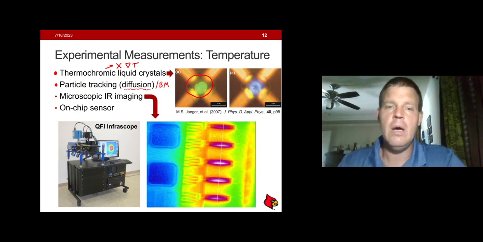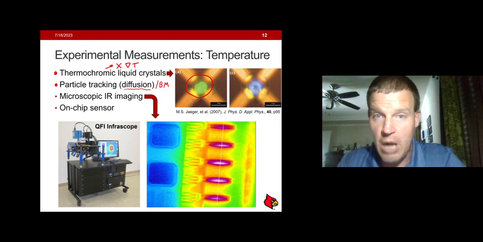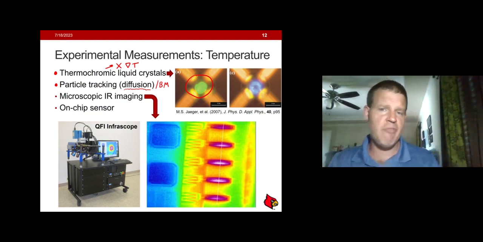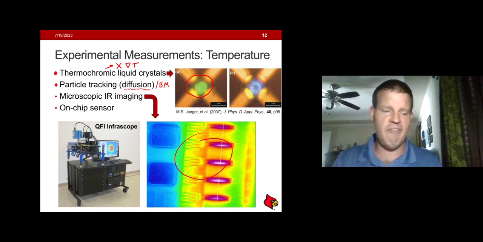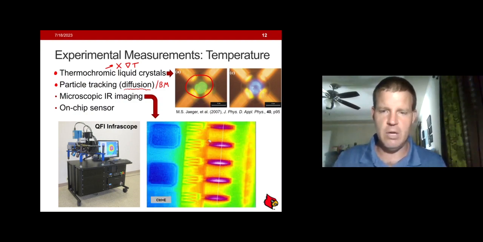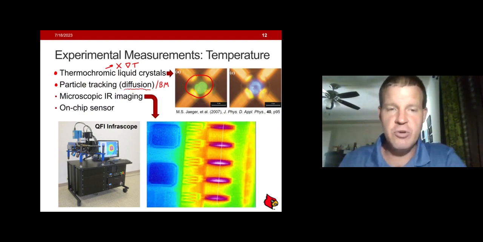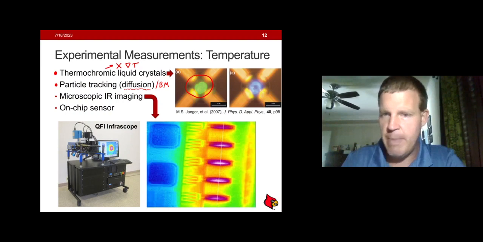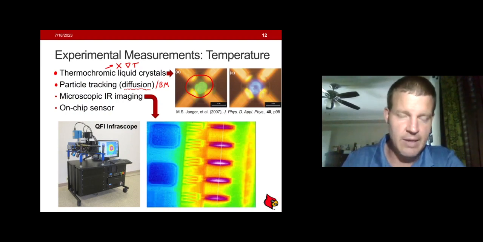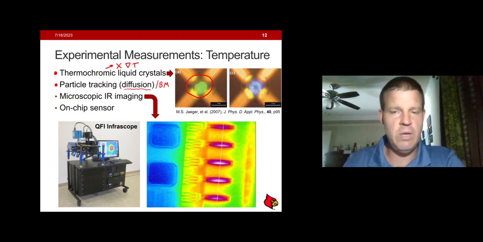You could do that. We have the capabilities at our university to do microscopic infrared imaging. So you might be familiar with infrared imaging where you see a rainbow of colors, say firefighters and other first responders have this capability, but that capability cannot just be applied to a microscope in a straightforward manner. It takes specialized equipment due to the optical properties of infrared light interacting with features that are about the size of the wavelengths of that light. So there's a QFI infrascope that we use that can be used to measure temperature gradients of your system.